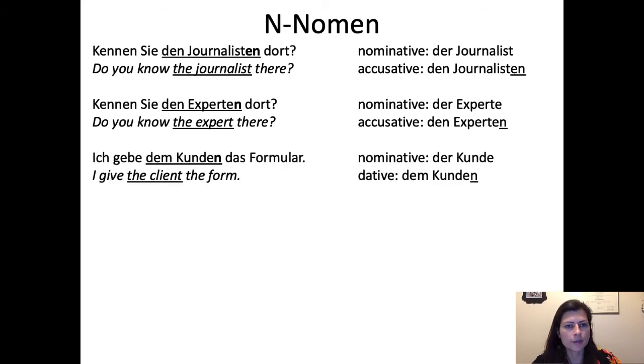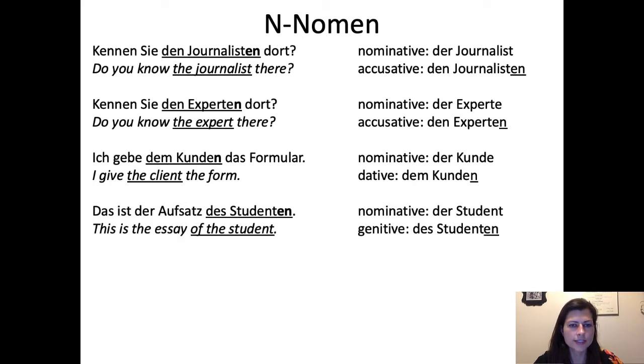Ich gebe dem Kunden das Formular. So up until now, we've just been doing accusative, direct objects, but let's look at a dative, indirect object. So the nominative of this client, right? The client is der Kunde. It actually ends in an E. But in the dative, we're going to change our article like you always do in the dative, dem. And then we're actually going to add that N in, not because it's plural, but because it's an N noun and we're going into any other case besides the nominative. We're going into the dative. So, ich gebe dem Kunden das Formular. I give the client the form.